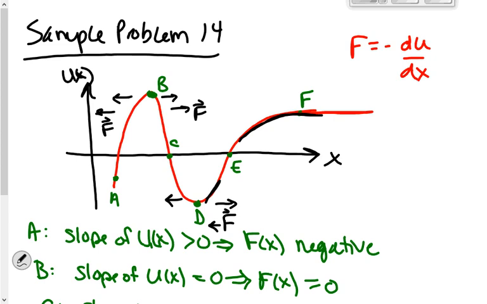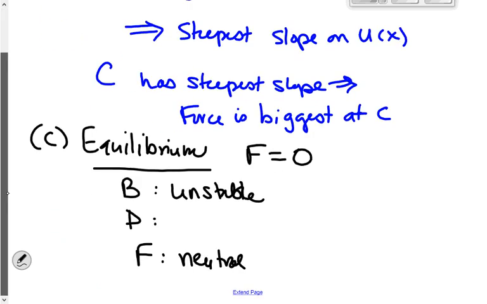If we nudge the particle in the negative direction, now the slope of U of x is negative, so that means F of x is positive, and it'll work to counteract the direction of that disturbance. So D will be stable. I would not, if I were you, make the assumption that you will have one of each every time you look at a graph. Okay?